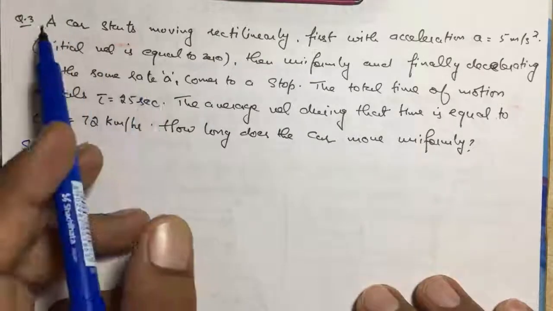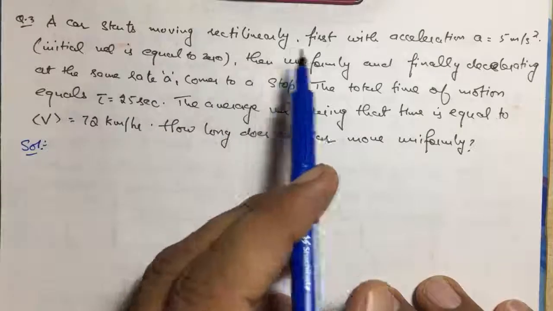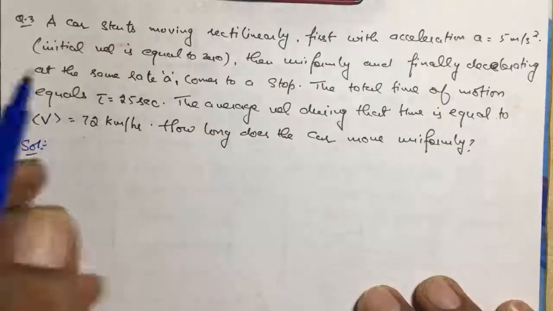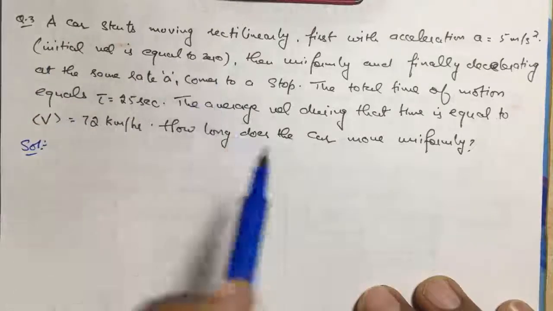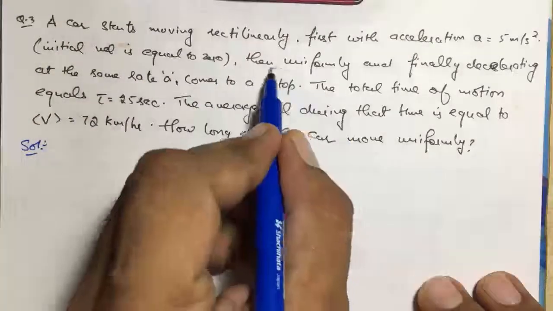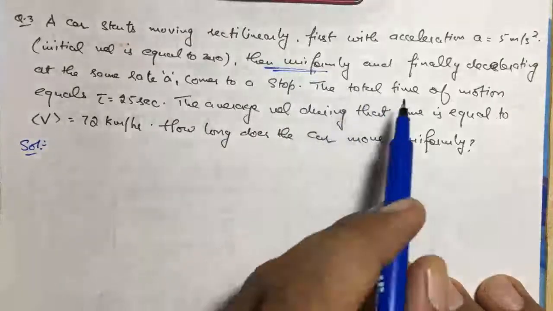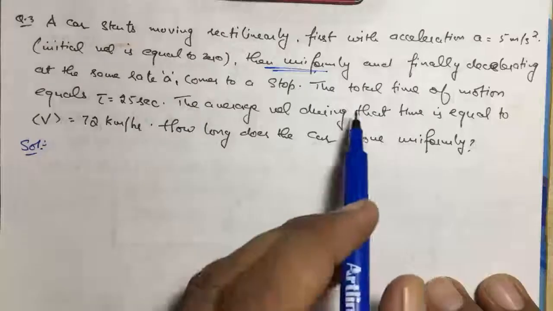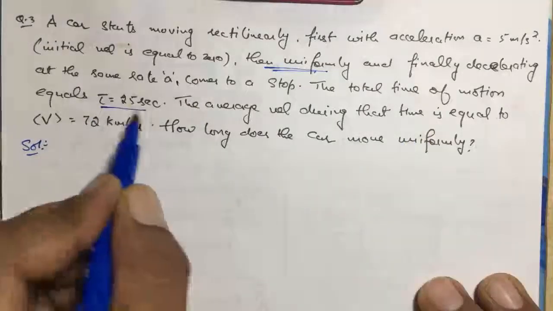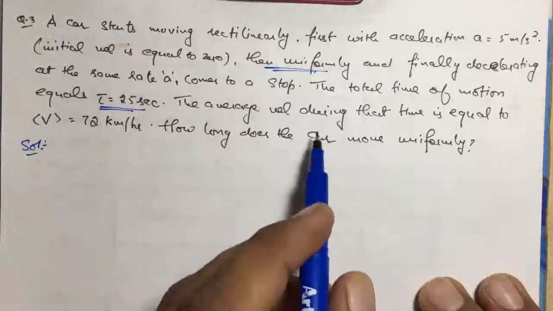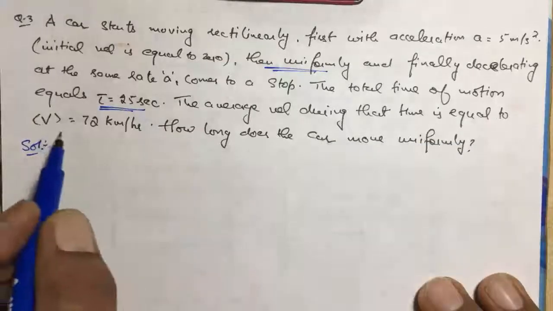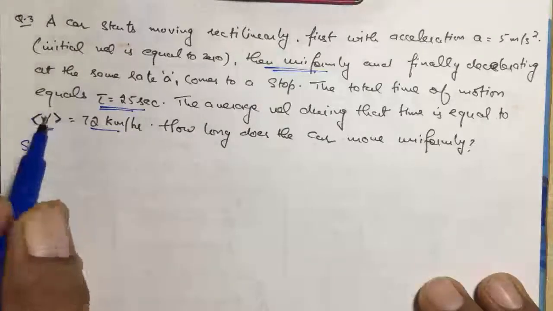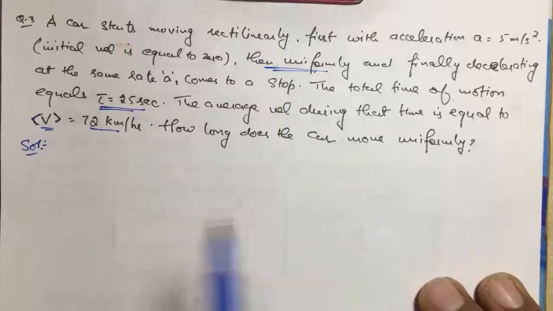And the question is: a car starts moving rectilinearly, first with acceleration a equals 5 meter per second square, and given that initial velocity is equal to 0, then it moves with uniform velocity, and finally decelerating at some rate a comes to a stop. The total time of motion equals 25 seconds, and the average velocity during that time is equal to 72 km per hour. This is the symbol for average velocity. And how long does the car move uniformly?